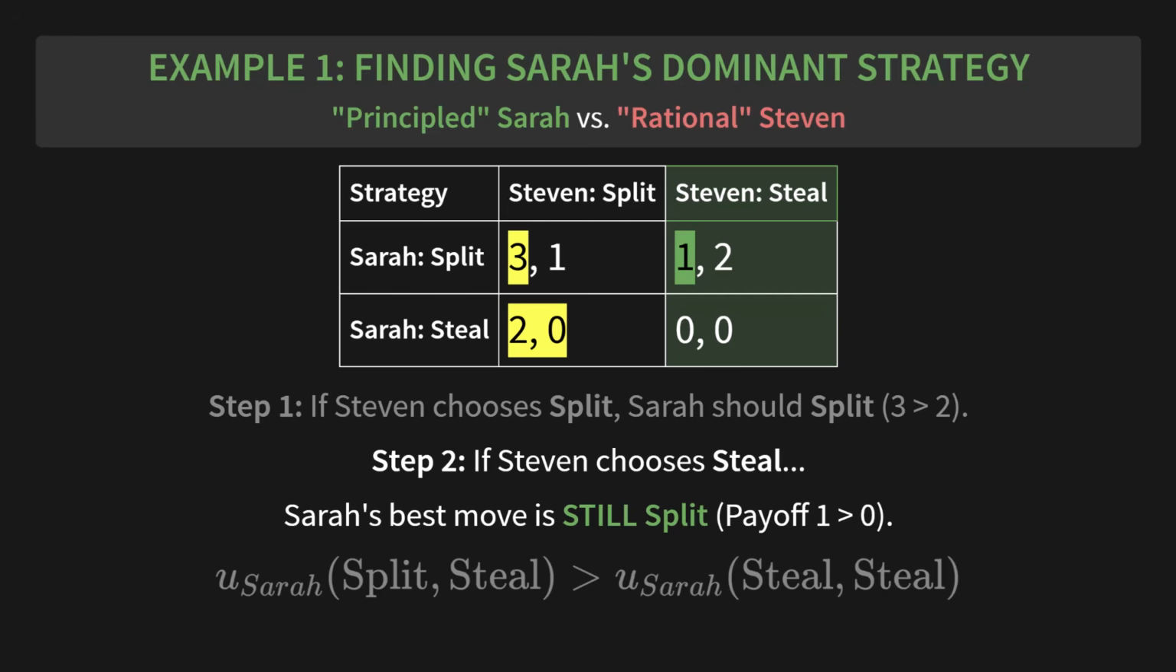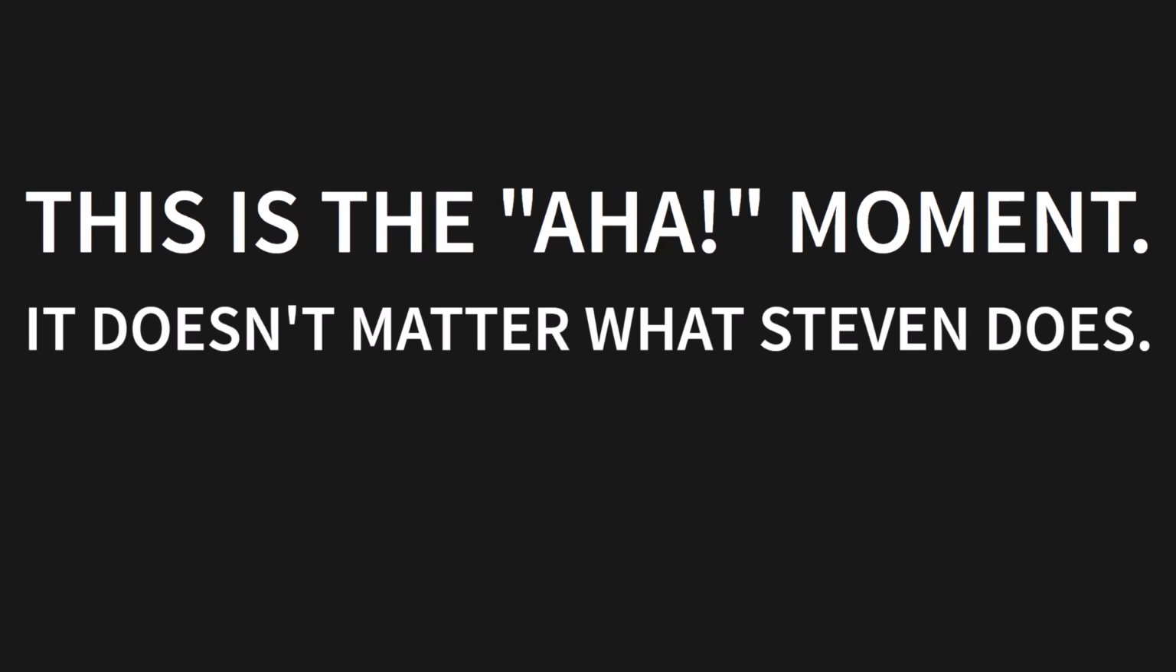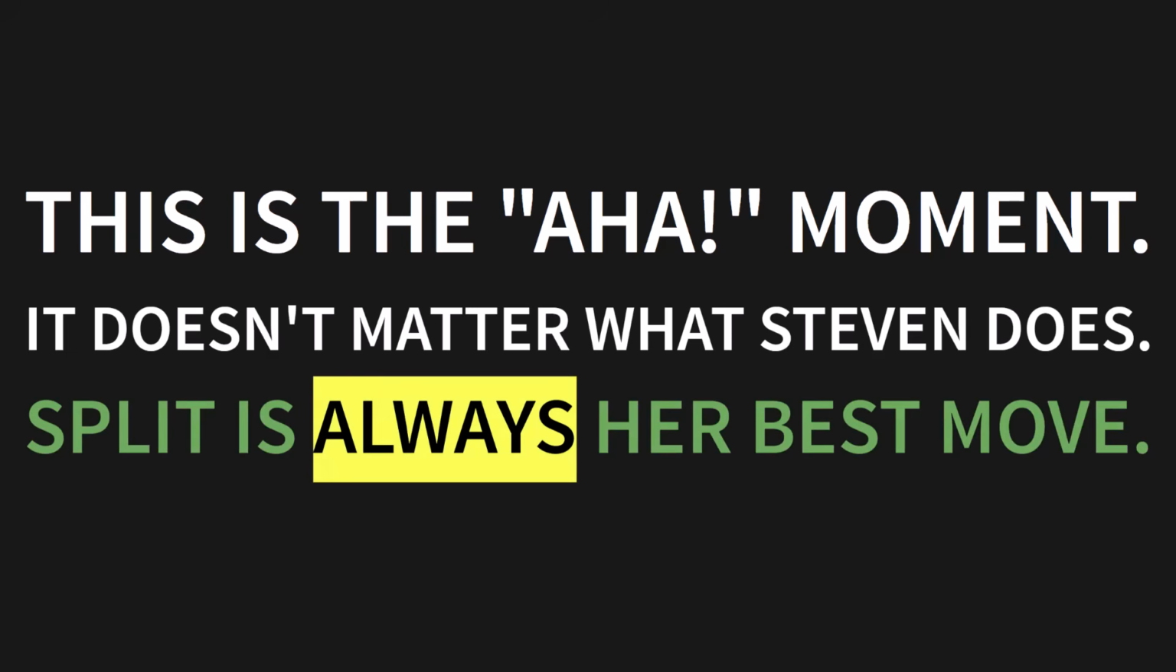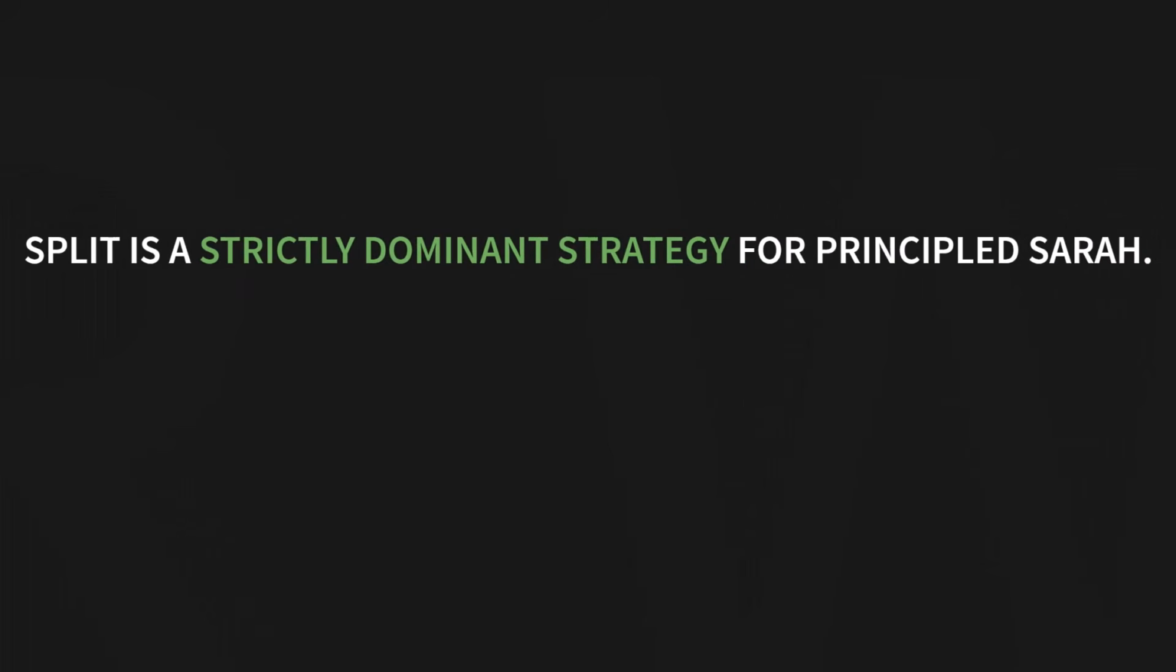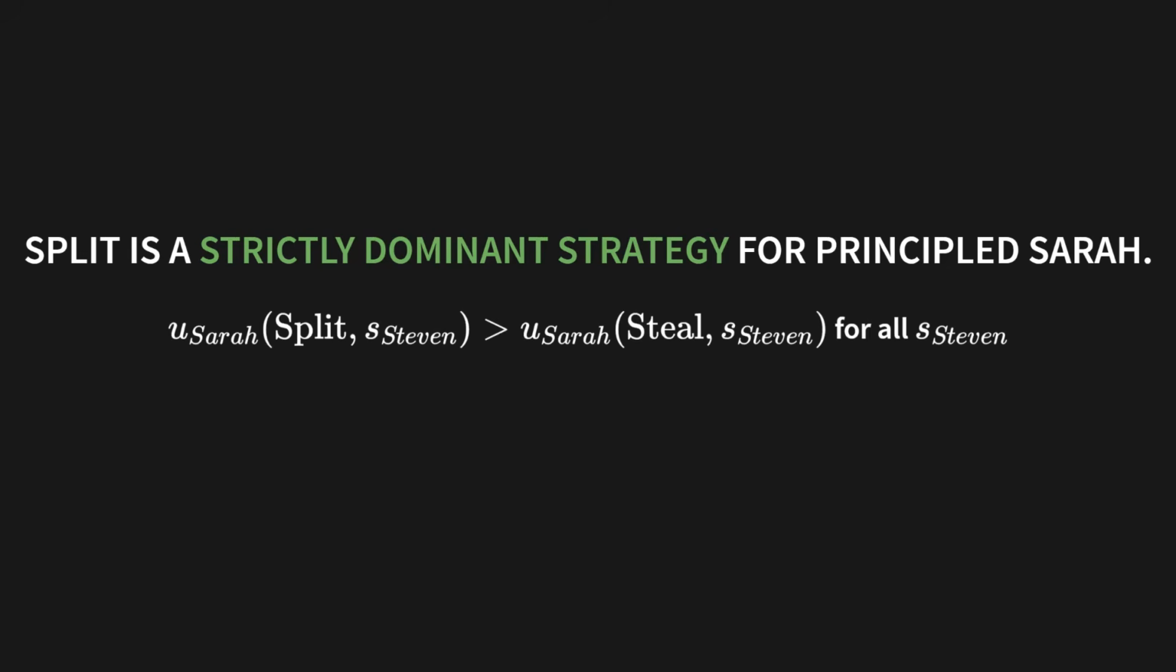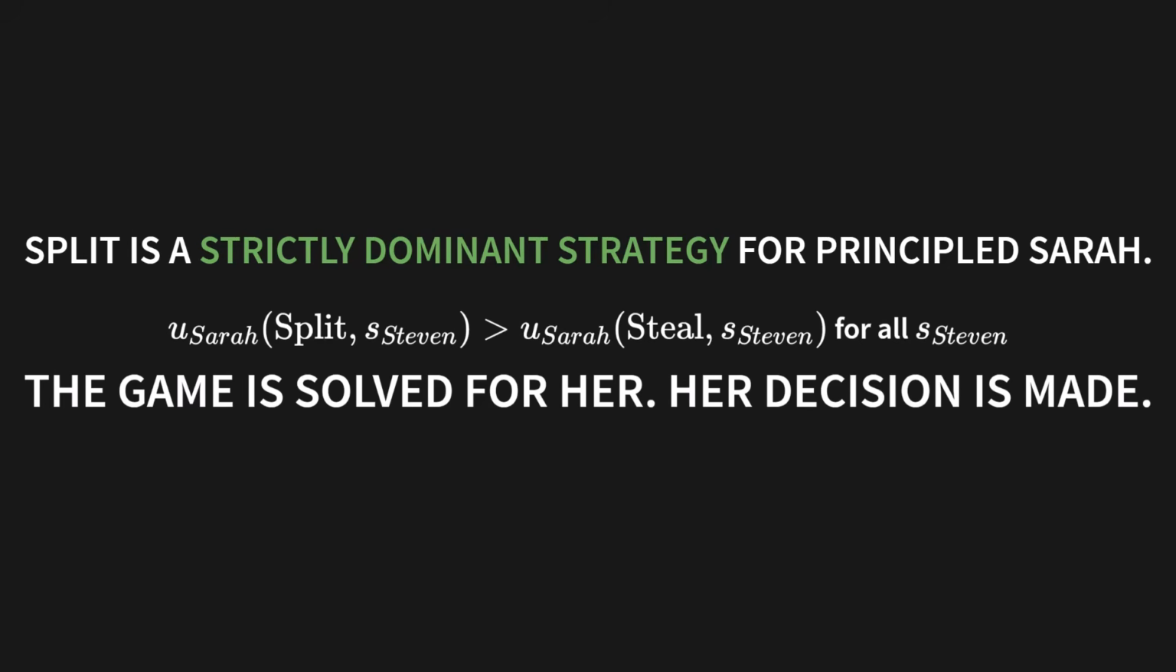This is the aha moment. It doesn't matter what Stephen does. If he splits, she should split. If he steals, she should still split. Split is always her best move. That means split is a strictly dominant strategy for principled Sarah. The game is solved for her. Her decision is made. She doesn't need to worry or guess.